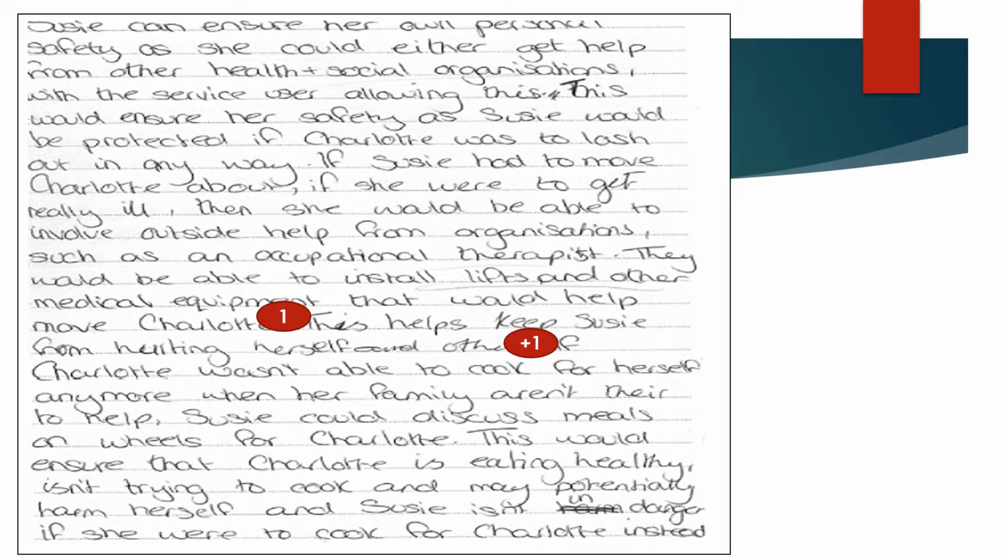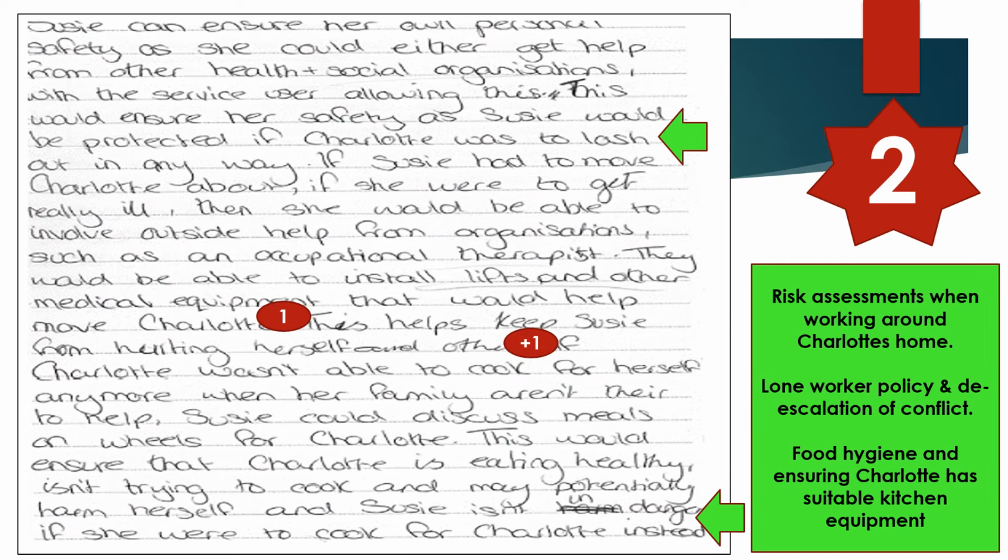They then talk about Charlotte cooking. Charlotte wasn't able to cook for herself anymore, so Susie could discuss meals on wheels, get her eating healthy. So there's a lot of discussion here of things that could be done around the danger. Now, this question got 2 out of 8, and I think the 2 marks come from what we've identified: lifting Charlotte because it keeps Susie from injuring herself. That's the safety element.